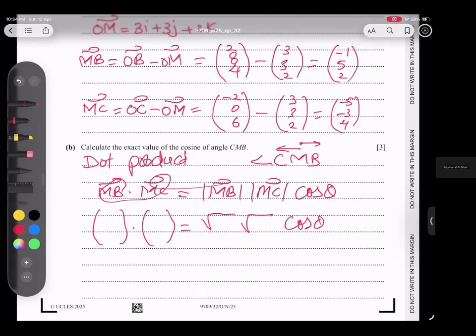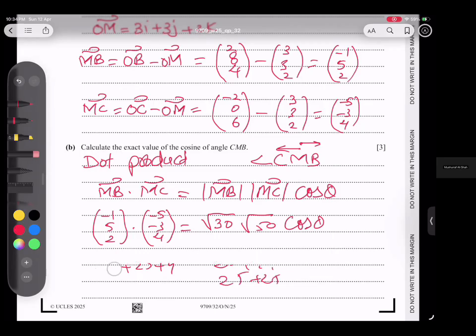MB and MC I can take from here. MB is negative 1, 5, 2. MC is negative 5, negative 3, and 4. And add them here, like square of 1, square of 5, square of 2. So I can write now square of 1, square of 5, and square of 4. So I got root 30. And what is this one? Square all the numbers and add them: 25 plus 9 plus 16. I got 25 plus 25, 50. So I got 50.